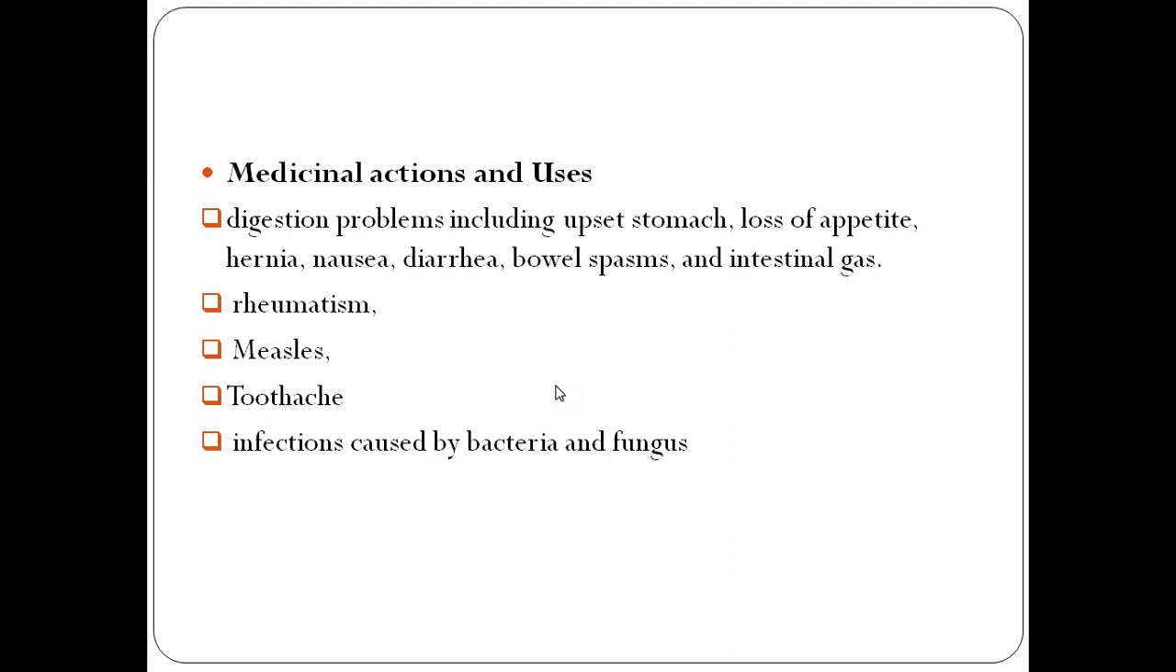Now we are talking about the medicinal actions and uses of coriander fruit. Mainly it is used in digestion related problems, including upset stomach, that is, it acts as a stomachic, loss of appetite, hernia, nausea, diarrhea, bowel spasms, and intestinal gas, because it acts as a carminative.